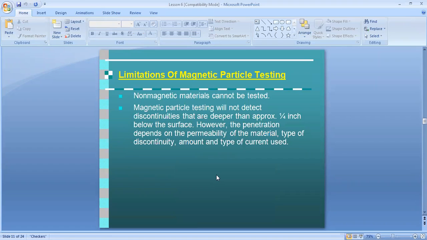So non-magnetic material cannot be tested. So please remember, this is the limitation of magnetic particle testing. Magnetic particle testing will detect the discontinuities that are deeper than approximately 1/4 inch below the surface. So up to 1/4 inch, it will not detect discontinuities deeper than 1/4 inch, means up to 6.5 mm maximum we can detect. However, the penetration depends upon the permeability of the material, the type of discontinuity, and the amount and type of current used.